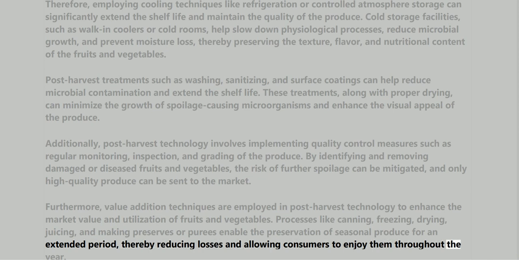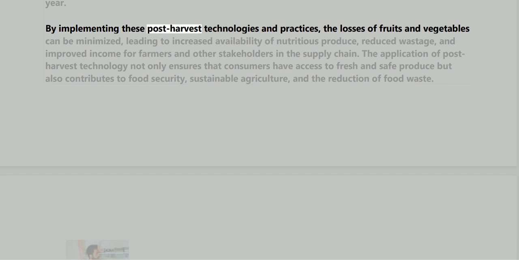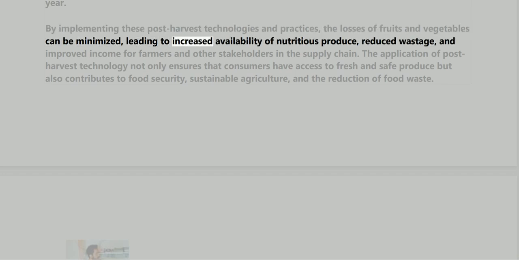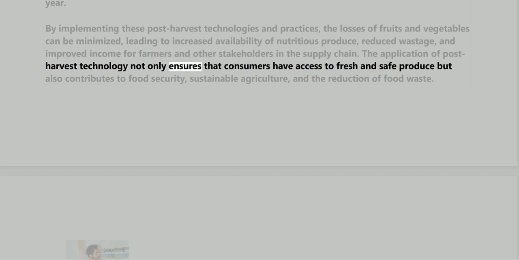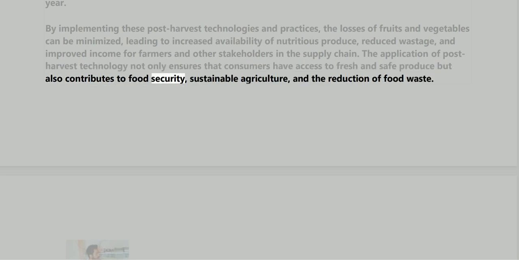By implementing these post-harvest technologies and practices, the losses of fruits and vegetables can be minimized, leading to increased availability of nutritious produce, reduced wastage, and improved income for farmers and other stakeholders in the supply chain. The application of post-harvest technology not only ensures that consumers have access to fresh and safe produce but also contributes to food security, sustainable agriculture, and the reduction of food waste.